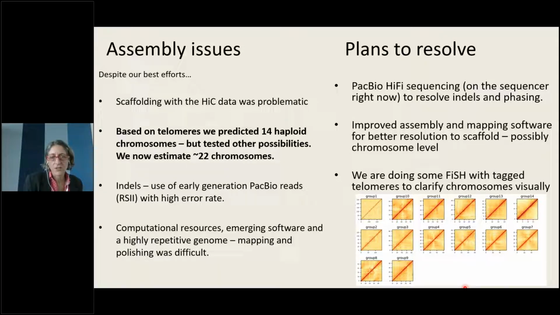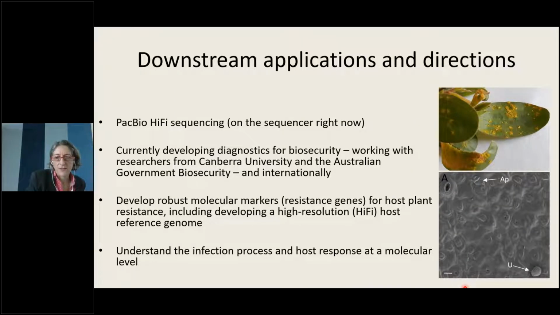So we've got plans to improve on what we've got out there, and we're currently doing some sequencing right now to get the HiFi sequencing reads, which will give much better resolution. We're also trying to do some fluorescent in situ hybridization with tagged telomeres, so we'll be able to clarify chromosomes, because we think we now have 22 chromosomes. As I said, the PacBio HiFi sequencing is on the machine right now.